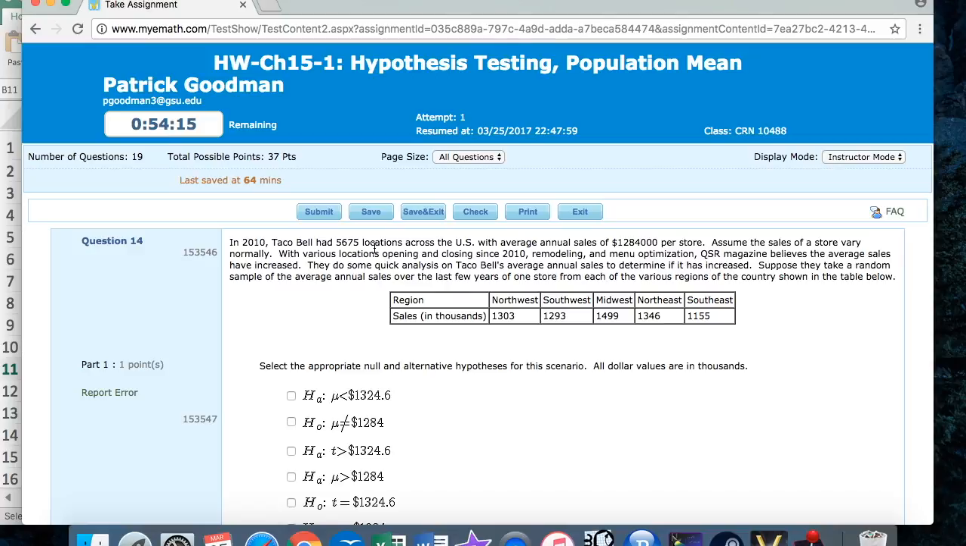So if anybody likes Taco Bell, I actually do like Taco Bell quite a bit. It is delicious.